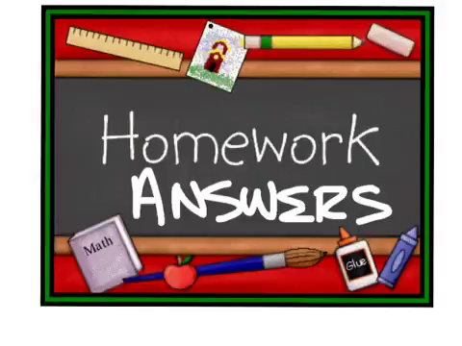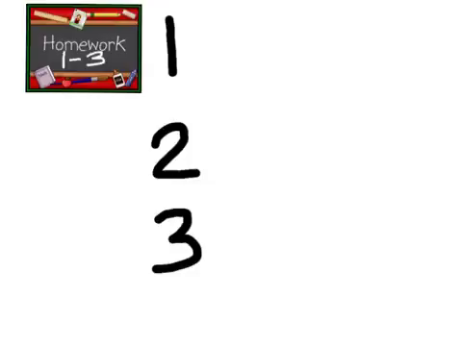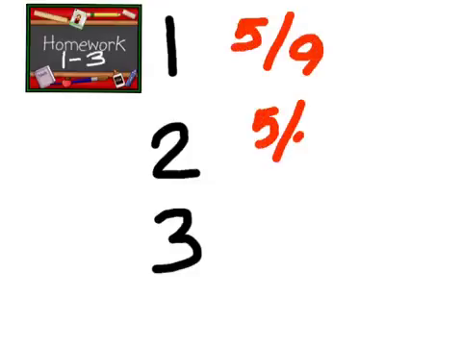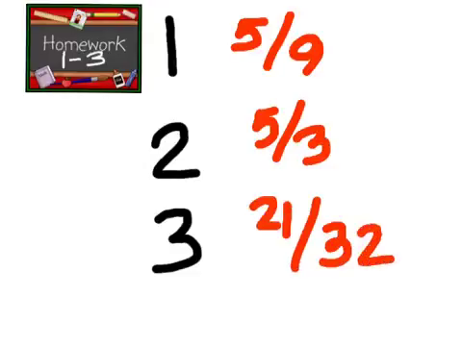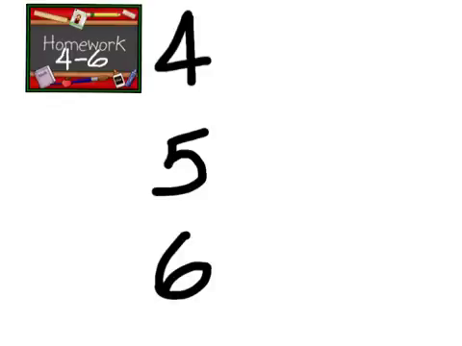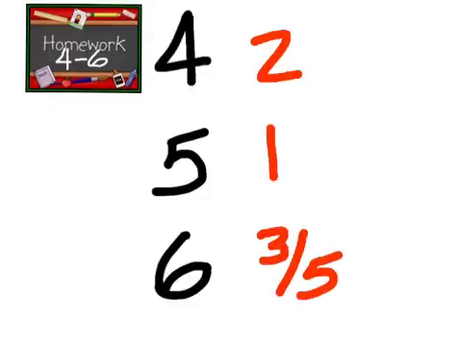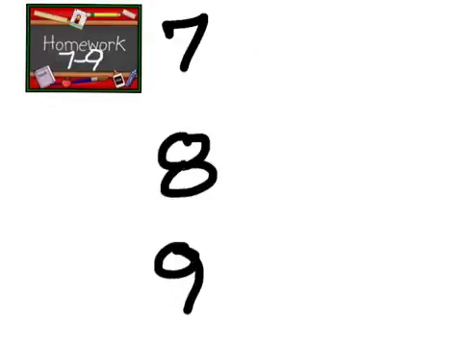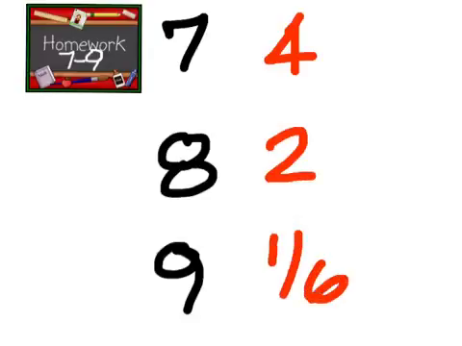Time for the homework check. Need to see the answers for 1, 2, and 3. Answers are 5 over 9, 5 over 3, 21 over 32. Answers to 4, 5, and 6 are 2, 1, and 3 over 5. 7, 8, and 9 are 4, 2, and 1 over 6.